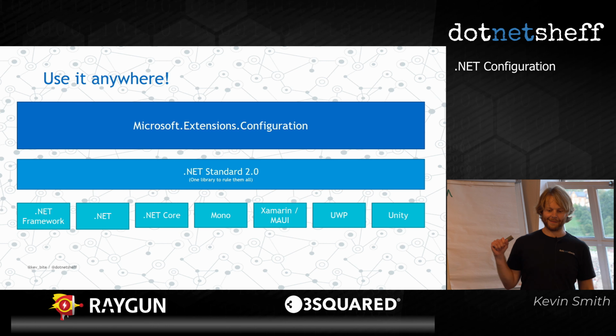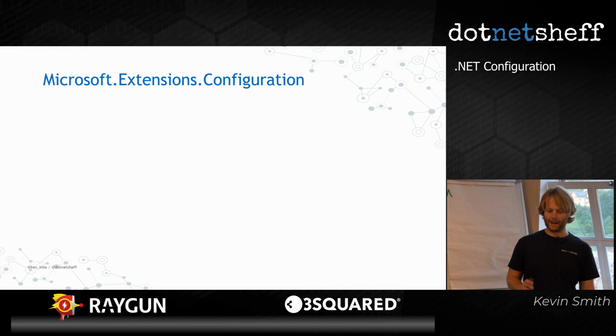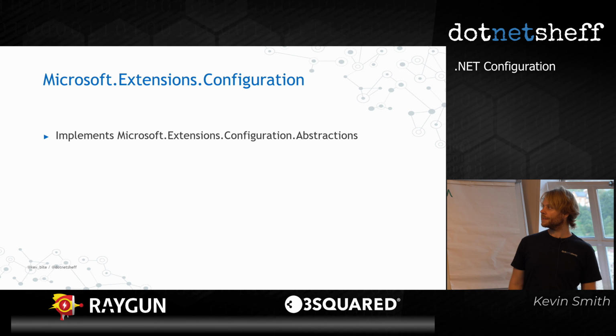And I think this is where Microsoft did a really good job of looking at the rest of the ecosystem in software development and seeing how everybody else, like Node and Java, did all their configuration, and combined it together and made something really good. So Microsoft.Extensions.Configuration stands on top of .NET Standard, so that means it's compatible with the .NET Framework, .NET, .NET Core, Mono, Xamarin, Maui, UWP, Unity, whatever supports .NET Standard, it will work with, which is great. So it implements the abstractions which Microsoft provide.